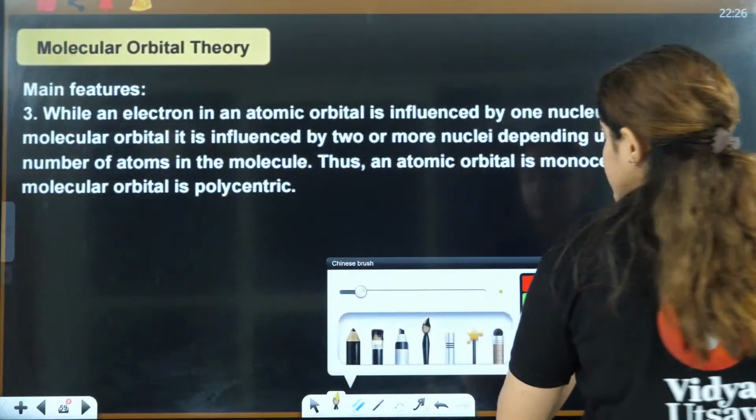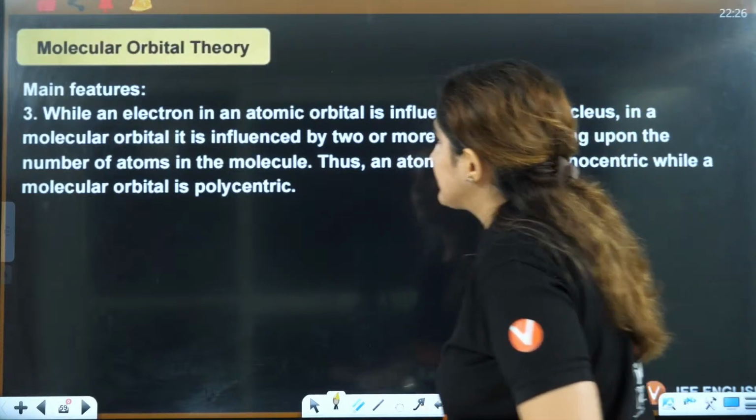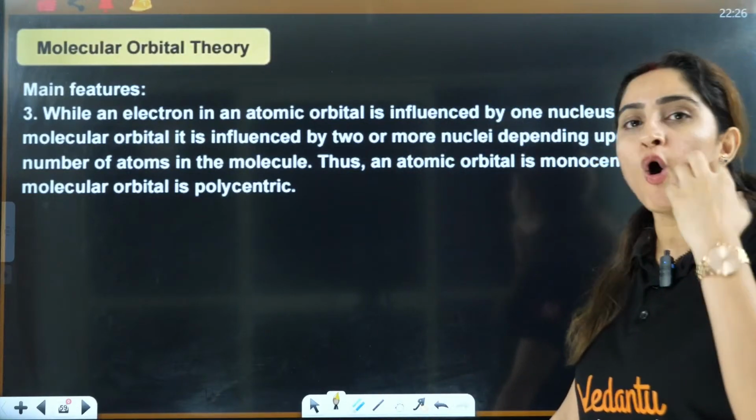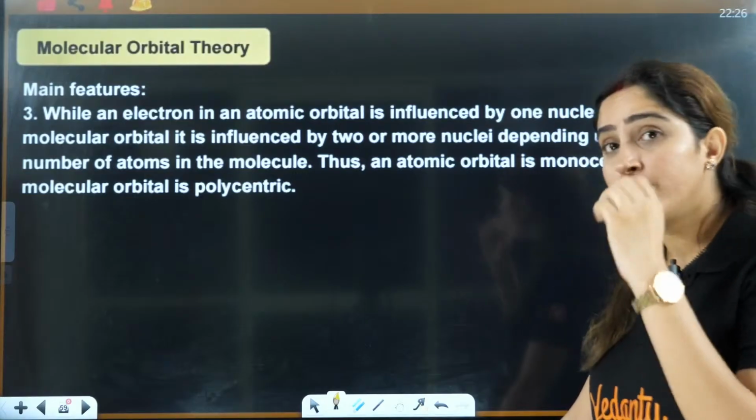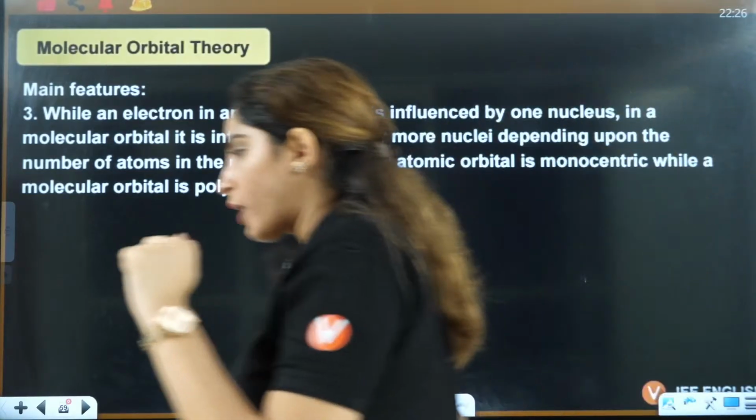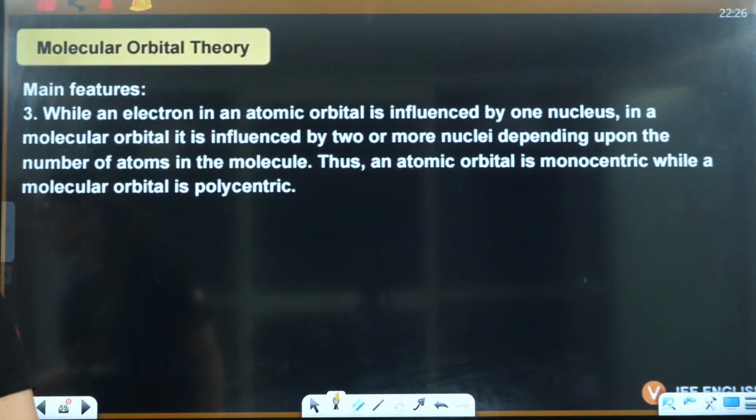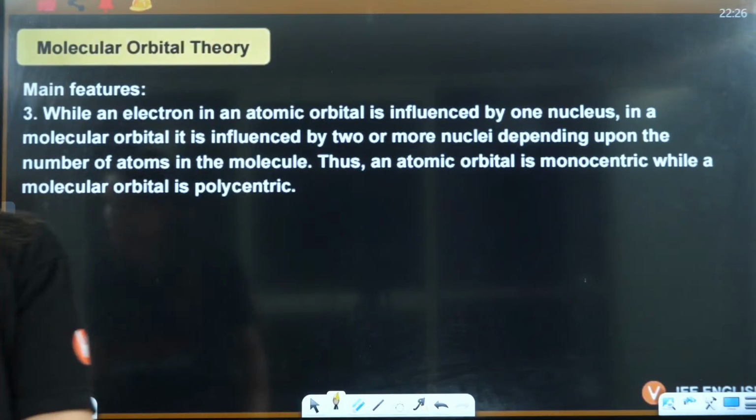Then next is, when an electron in an atomic orbital is influenced, what will happen? Ma'am, what is the shape of a molecular orbital? We'll talk about that. I have just started.